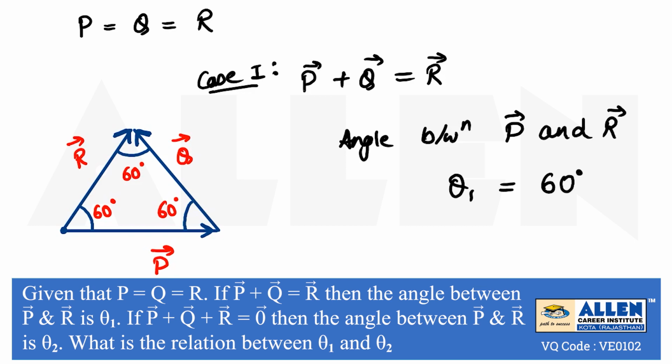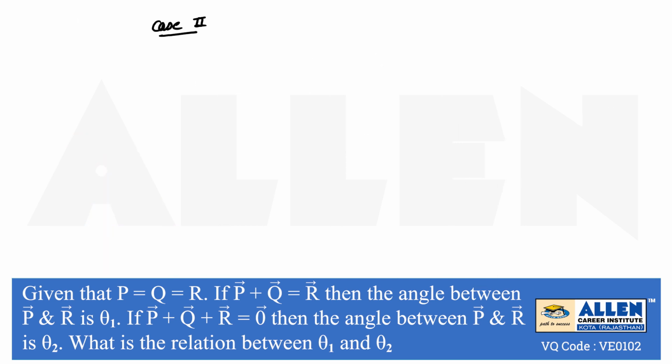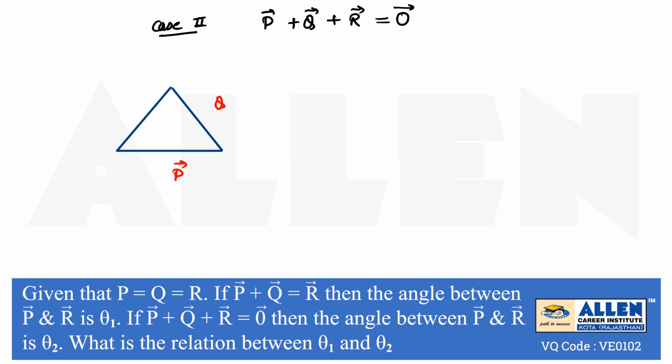Now we will move on to the second case, in which the condition given is that P vector plus Q vector plus R vector, that is, R vector is added with P vector and Q vector. Here R vector is not the resultant. Again we will draw a triangle of sides of equal magnitudes, so again the triangle will be an equilateral triangle, and the sides are P vector, Q vector and R vector. Now we will see the directions of these vectors.